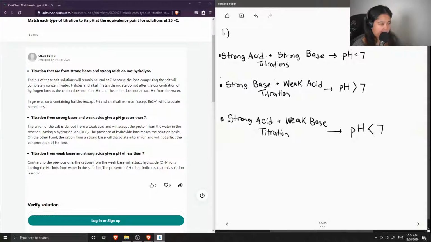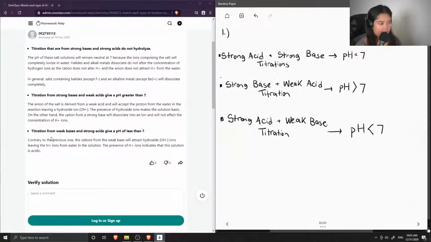Titrations that are from strong bases and strong acids do not hydrolyze. The pH of these salt solutions will remain 7, because the ions comprising the salts will completely ionize in water. Halides and alkali metals dissociate and do not affect or alter the concentration of hydrogen ions, as the cation does not alter H+, and the anion does not attract H+ from the water. In general, salts containing halides, except fluorine, and an alkaline metal, except beryllium, will dissolve completely.